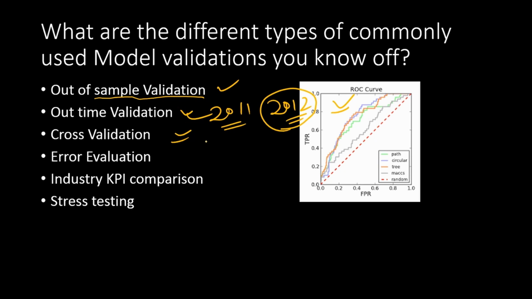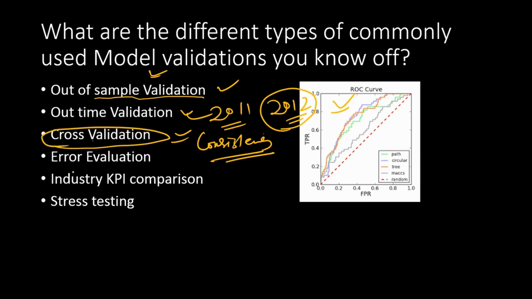Then there is cross validation. So cross validation is taking multiple samples to test a model, right? In out of time validation, you take a single out of sample data set to test your model, whereas in cross validation you take multiple subsamples to test your model to see if the model statistics are consistent. So you check the consistency of your model by looking at the cross validation.